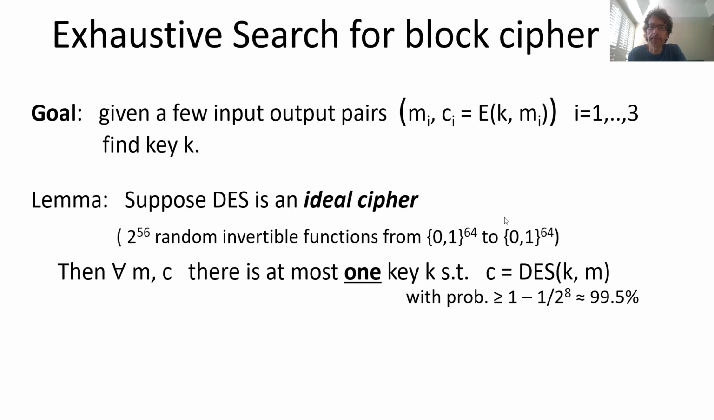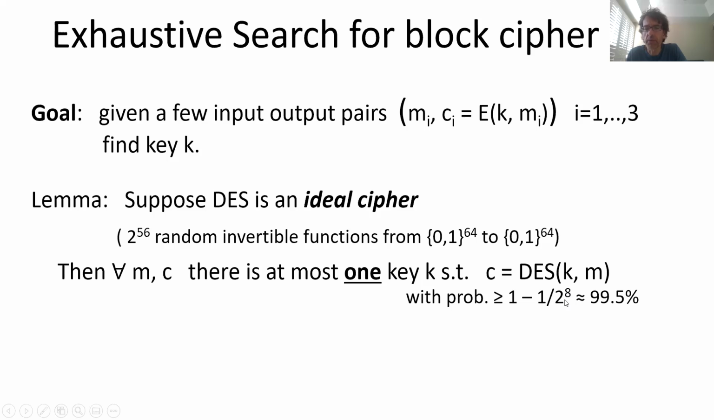Okay, and if this is an idealized cipher, so it's a random permutation for every key from 2^64 to 2^64, that's the domain. But then still, with overwhelming probability, if you get an M-C pair, then there exists only one key K which explains this M-C pair as a correct encryption relation. Okay, and that holds with the probability 1 minus 2^-8.